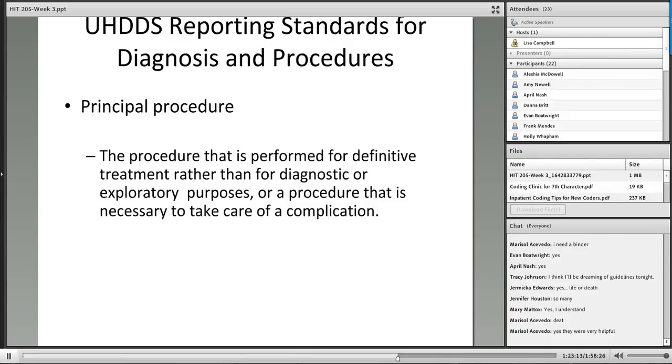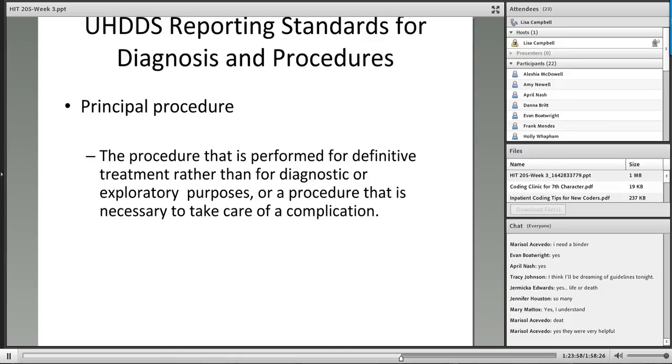But before we do that, I want to mention that in ICD-10 PCS, you had guidelines. They were about 15 pages long, and in the back of those guidelines, there was a definition of principal procedure. Principal procedure is one that is done for definitive treatment rather than diagnostic or exploratory purposes. One that is necessary to take care of a complication.